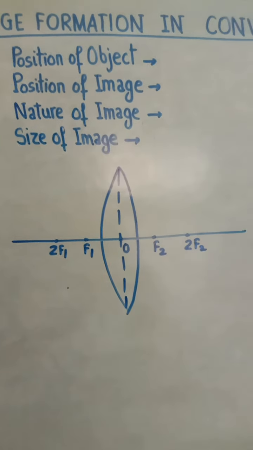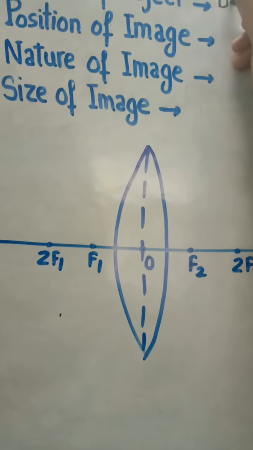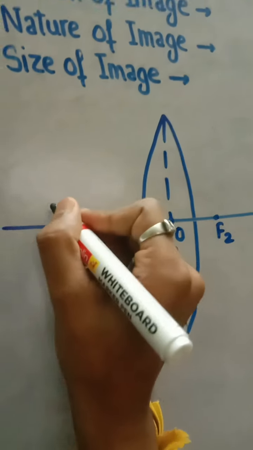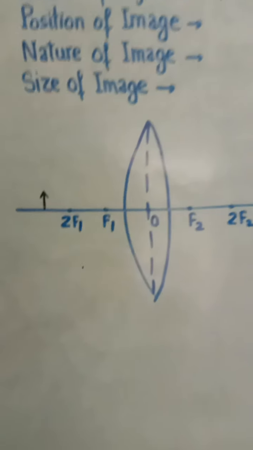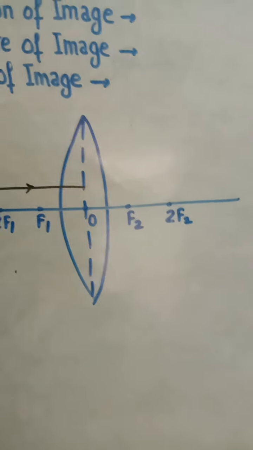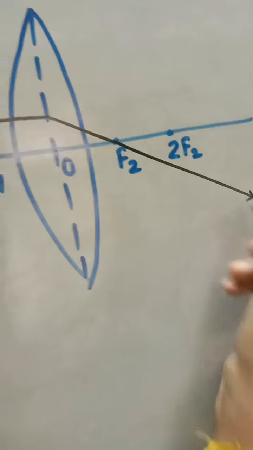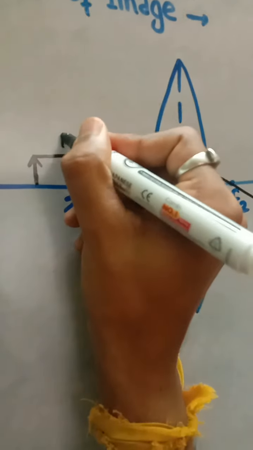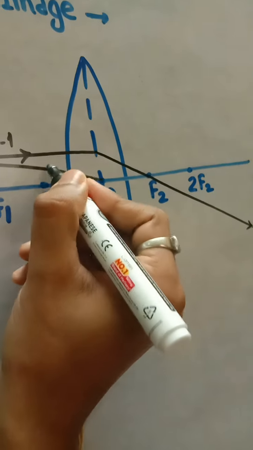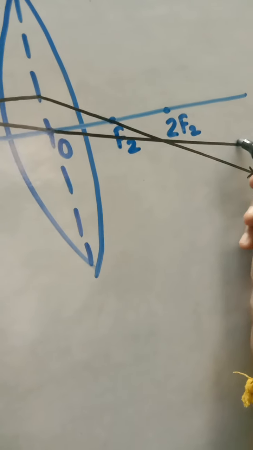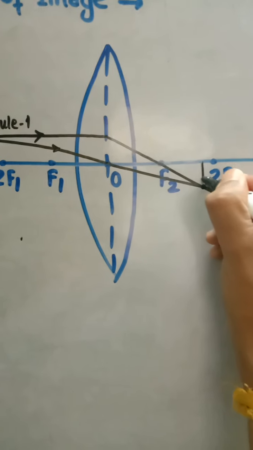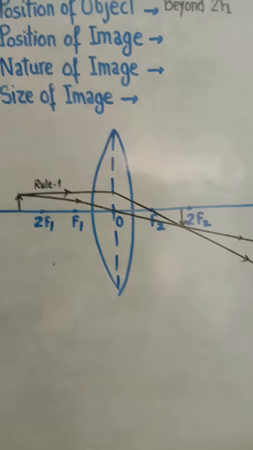So now your second position of the object. Now the object is kept beyond twice F1. As I told you before also, don't take the object too big, don't take it too small, keep it normalized. Suppose your object is kept here beyond twice F1. Let's use rule 1 first. A ray parallel to the principal axis passes through the focus. So this is rule 1. Next you can go for rule 3. Allow it to go through the optical center. Rule 3 says any ray of light passing through the optical center will go through it undeviated. So see, this is where the two lines will intersect.